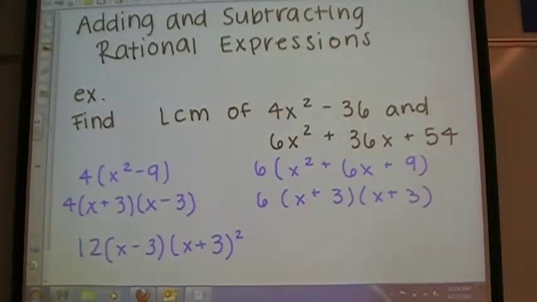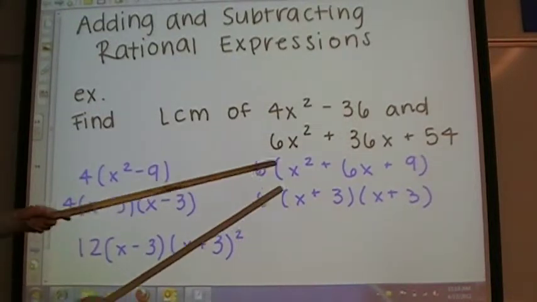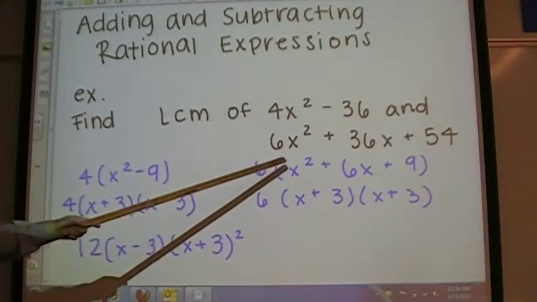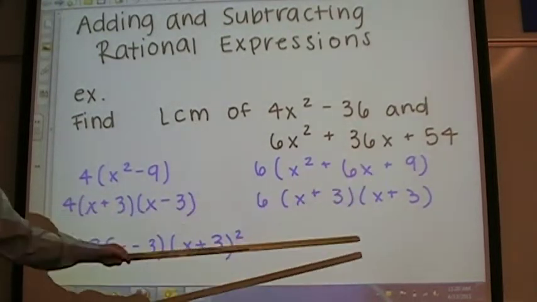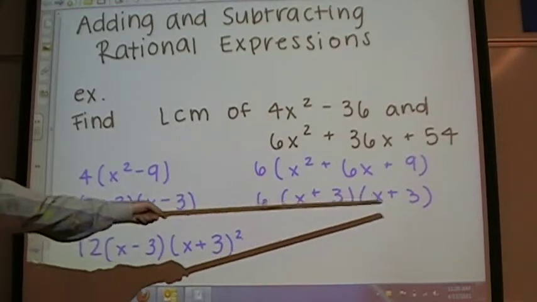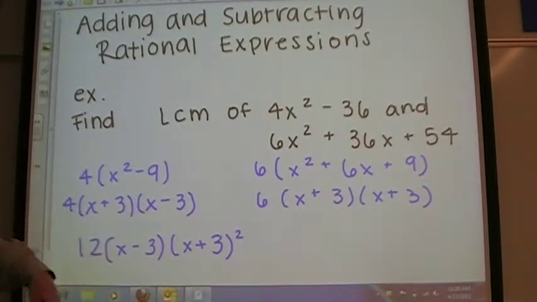That shouldn't be anything new. Over here, first thing I did was take a 6 out, leaving x squared plus 6x plus 9. And this trinomial factors to x plus 3, x plus 3, or if you want, write it as x plus 3 squared. So everybody understands the factoring part, right?